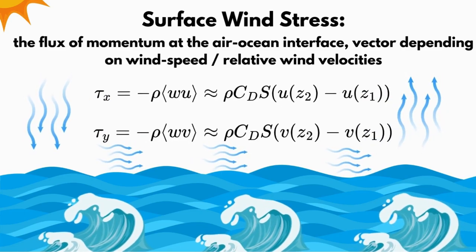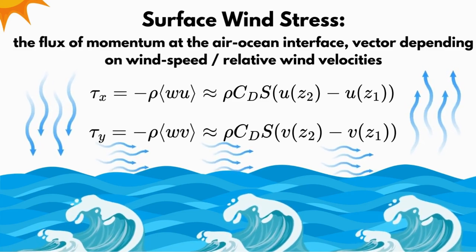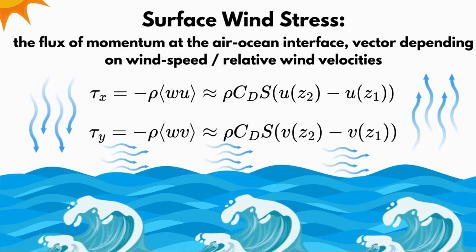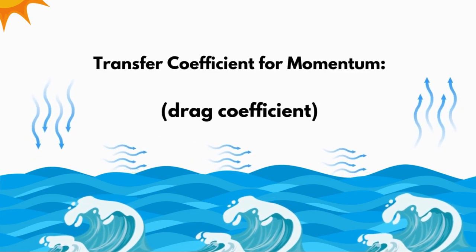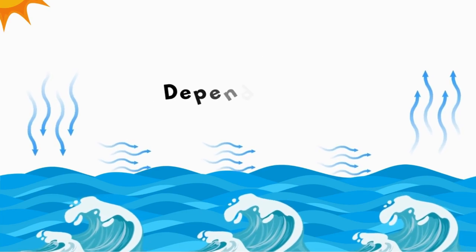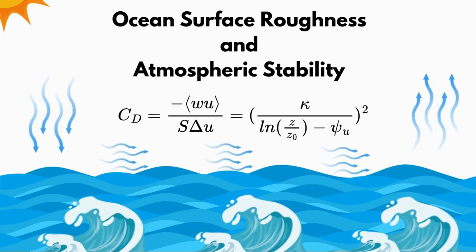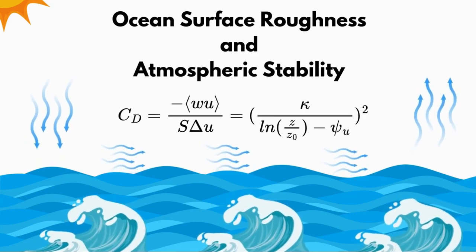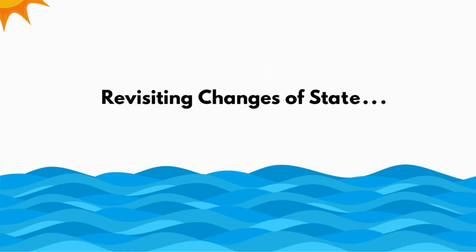And now we can bring in a surface wind stress term tau, and this is a momentum flux at the air-ocean interface. It depends on UVW, i.e. the X, Y, Z components of the wind, specific humidity, and CD, which is the transfer coefficient for momentum, otherwise known as the drag coefficient. This term itself has some dependencies, namely ocean surface roughness and atmospheric stability. The first definition here is the drag coefficient, and it holds familiar terms. The second definition is a parametrization that includes a roughness length Z0 and a function psi that accounts for stability.